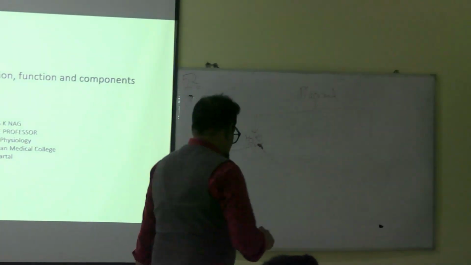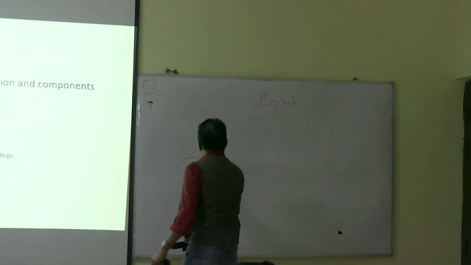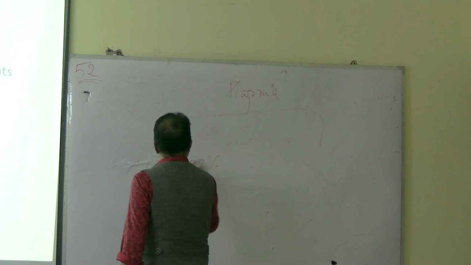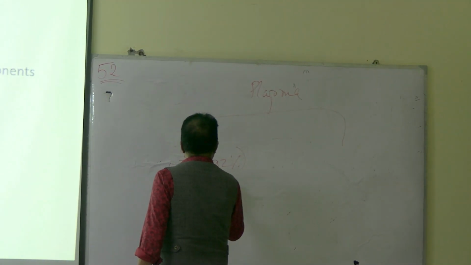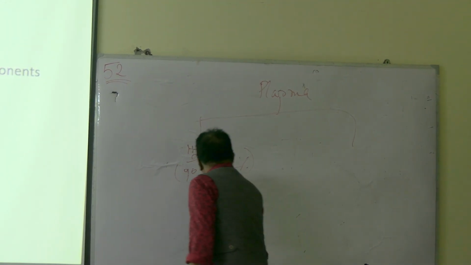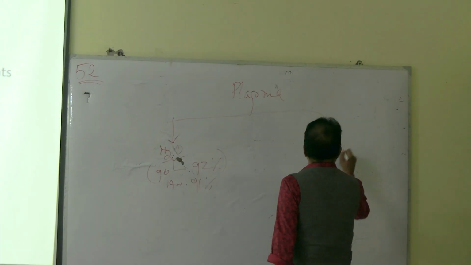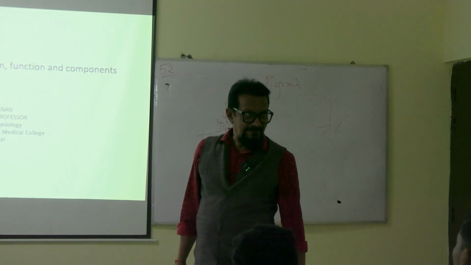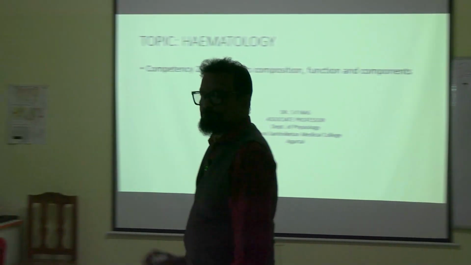Okay? 90 to 92% is water. Average 91%. And the rest 7% is solid. The rest 7% is solids.